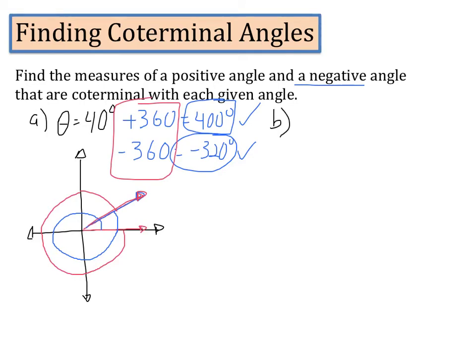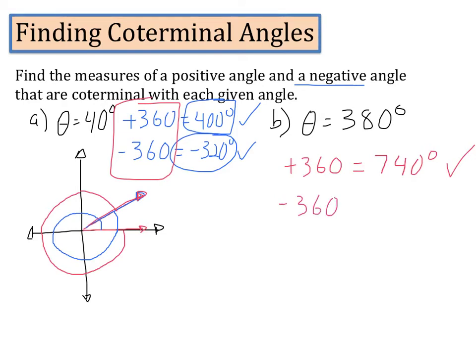Okay, let's try one more. So the angle that we'll be working with will be 380 degrees. Now, what happens if we add 360 to this? Well, if we add 360 to it, we're okay. We'll have 740 degrees. That's a positive, and then we're good. But now, what happens if we subtract 360 from it? Well, if we subtract 360 from it, we end up with 20 degrees, which doesn't satisfy our initial question.